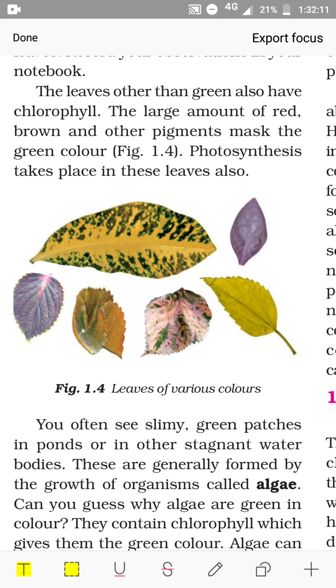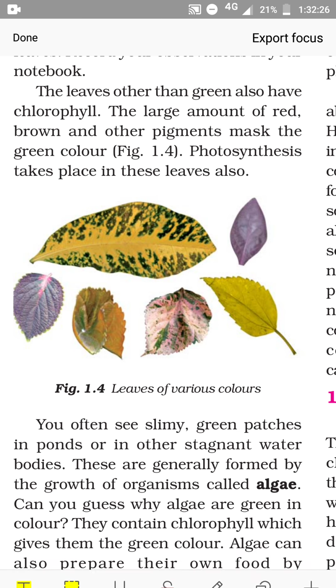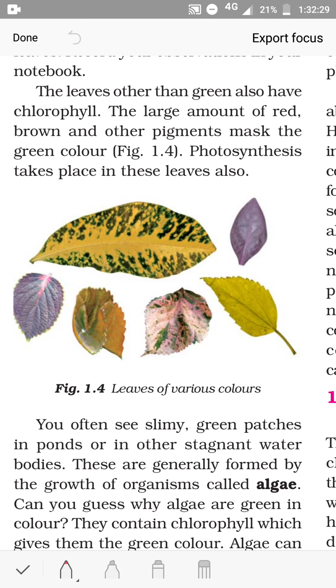Last class we read that leaves other than green also have chlorophyll. The large amount of red, brown and other pigments mask the green color. Photosynthesis takes place in these leaves also. So some of the leaves which are not green in color are also able to make food, because they have green pigment which is covered by the other pigments.